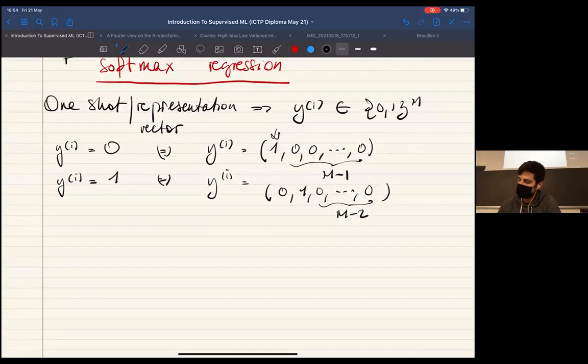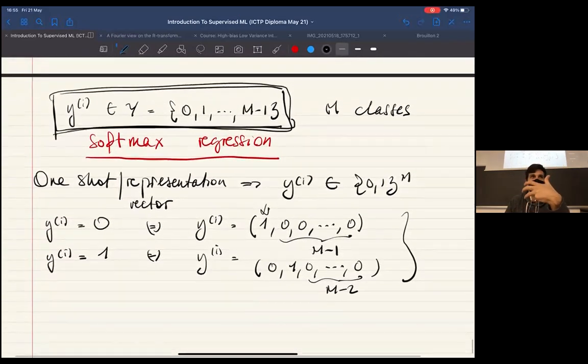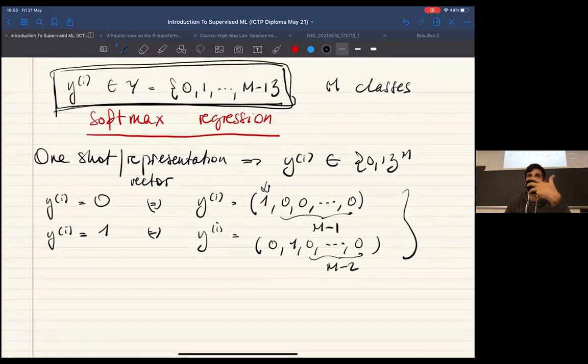All right, so now that we have this one-shot representation, in softmax regression it's almost as before, as in logistic regression. It's still a probabilistic model. So what we want our model to output is a probability. We want to know what is the probability that some sample belongs to a class or to another class. We don't want a hard decision, but we want to have a soft decision boundary, so to output probabilities.